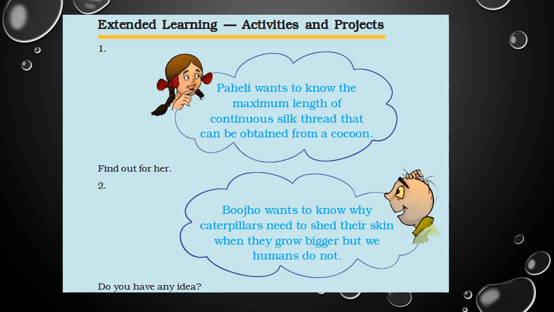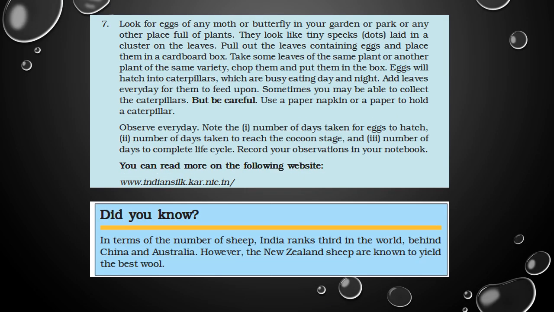Now, this is the extended learning, activities and projects. Paheli wants to know the maximum length of continuous silk thread that can be obtained from a cocoon. Find out for her. So you try to find out from the internet or books that you come across. Bujho wants to know why caterpillars need to shed their skin when they grow bigger, but we humans do not. So try to guess this answer on your own. Okay, let's go to the next question.